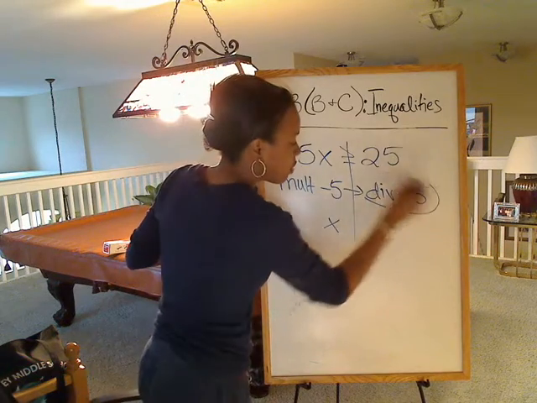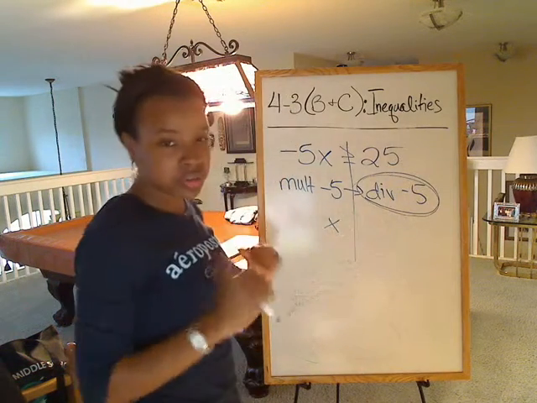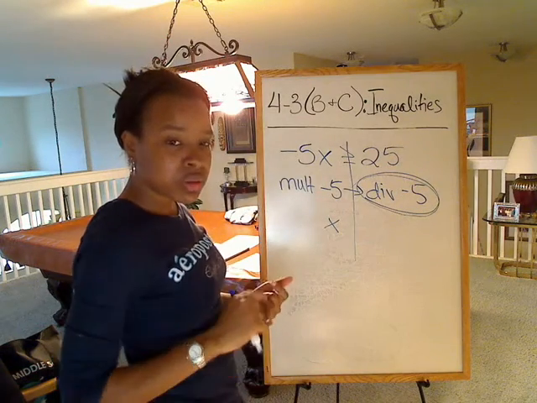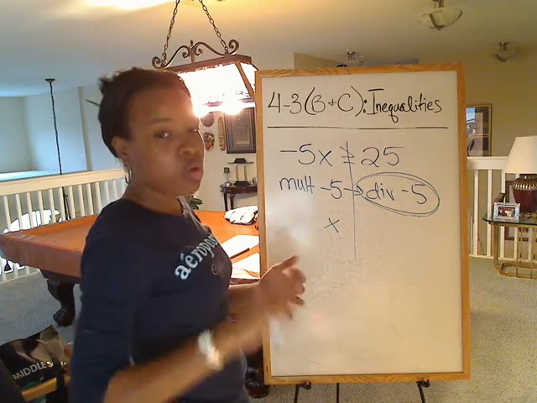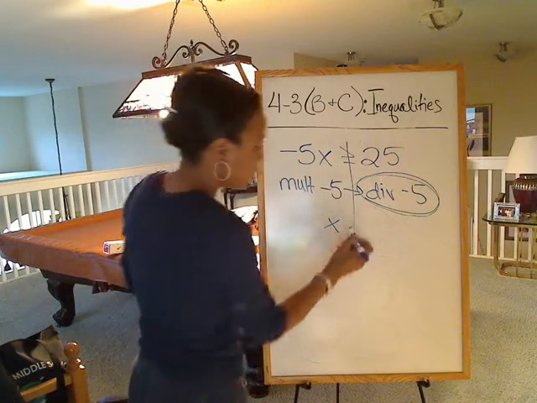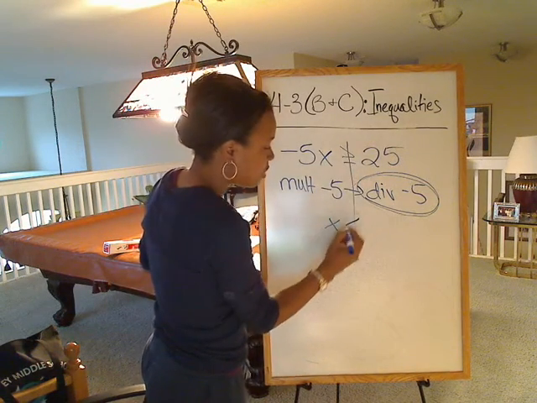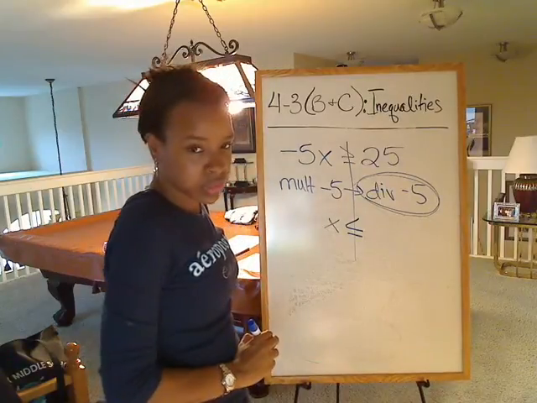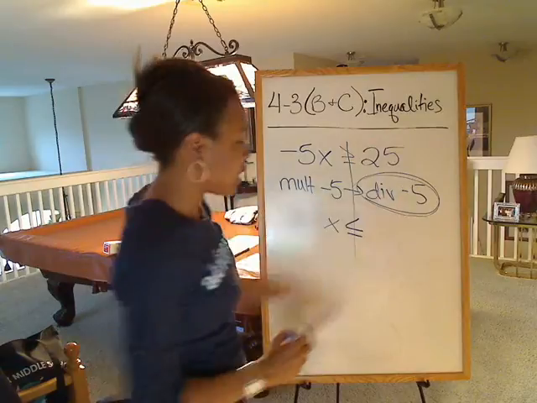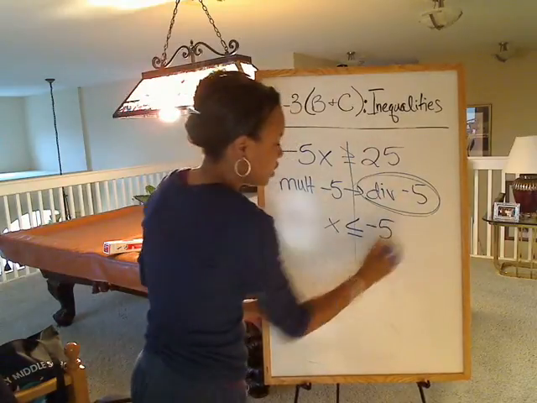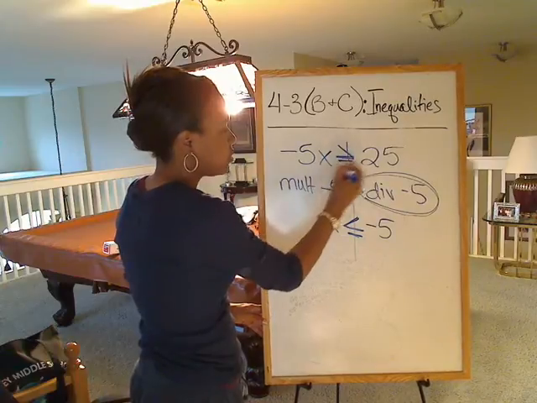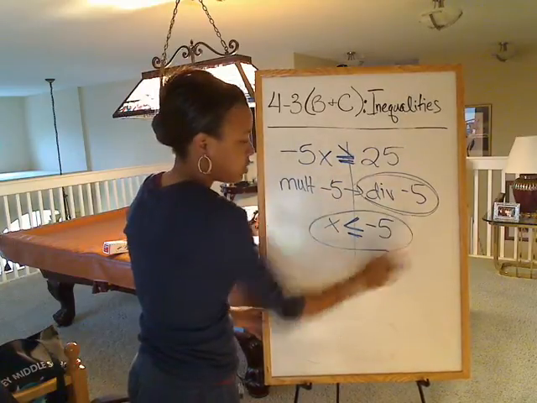This is our work right here. That's what we're doing. We have to do something with a negative. Anytime you have to do something, either multiplication or division by a negative, you flip the inequality. So it's going to go from greater than or equal to, to less than or equal to. Okay? So 25 divided by negative 5 is negative 5. So to flip it, it was greater than or equal to, now it's less than or equal to.